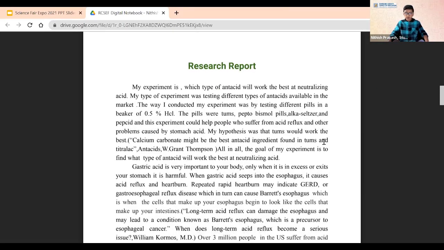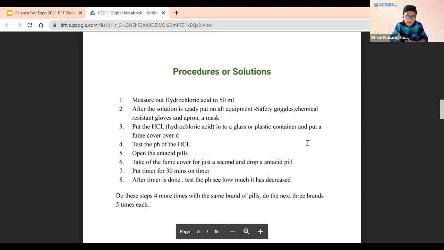So your research report is basically talking about what you did. It talks about your hypothesis. It includes the evidence I found. I use citations. Then here's your procedures or your solution. I basically just put what you needed, like how you would do it, what steps you needed to measure, how much you needed to measure, what safety equipment you needed, and then I also told that you need to do it multiple times, over and over again, so that you could get different results.